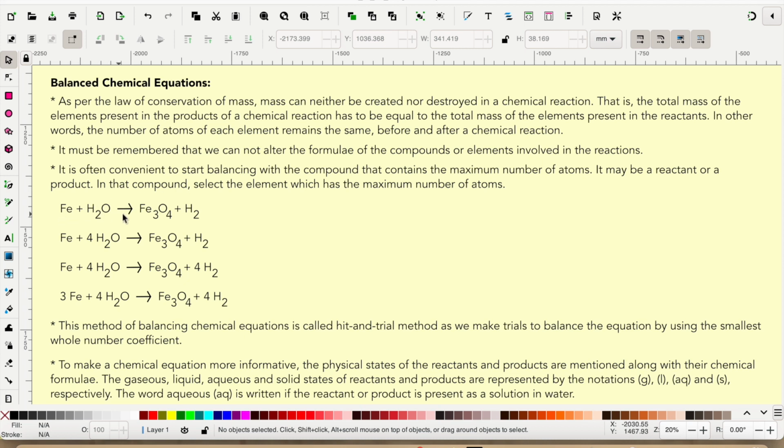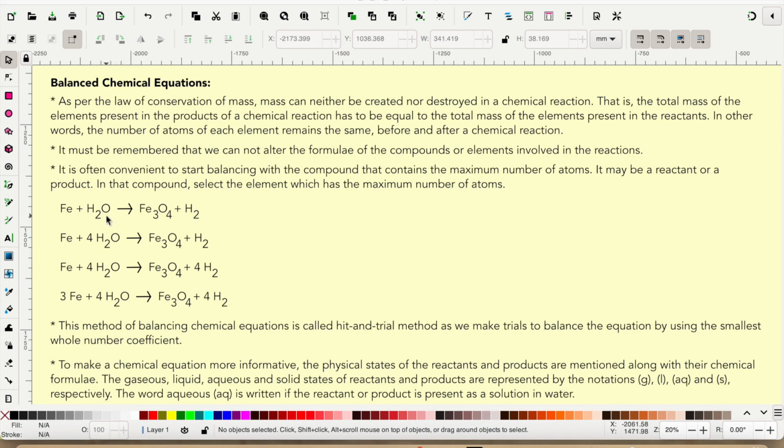Let us see if this chemical equation is balanced or not. There is one iron atom on the left hand side and 3 iron atoms on the right hand side. So iron atoms are not balanced. There are 2 hydrogen atoms on the left hand side and 2 hydrogen atoms on the right hand side. So hydrogen atoms are balanced.